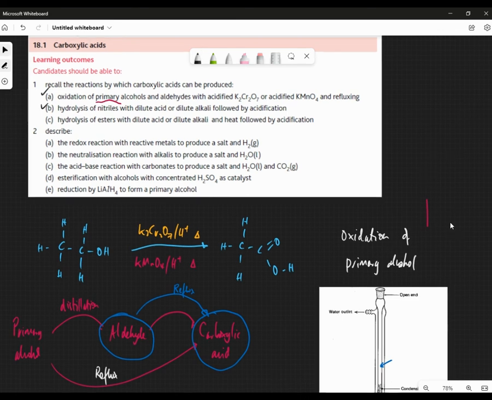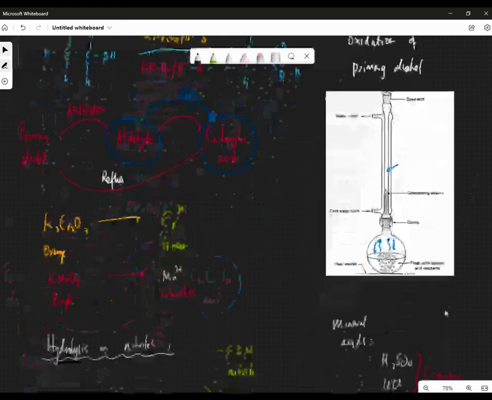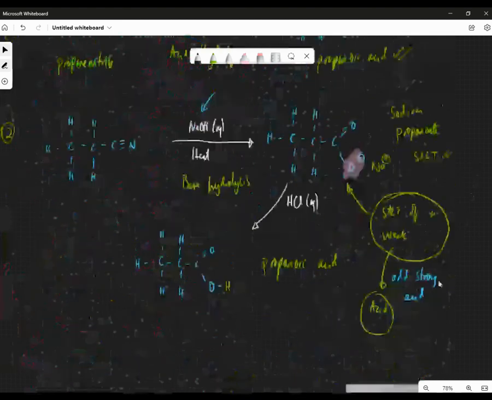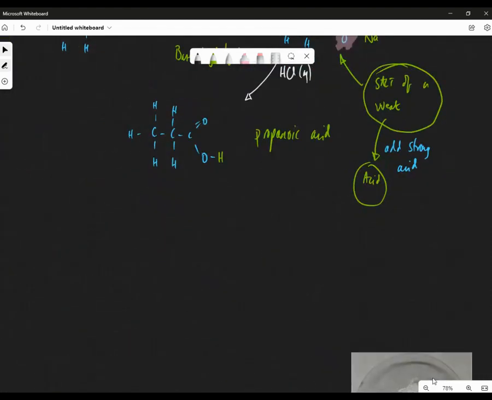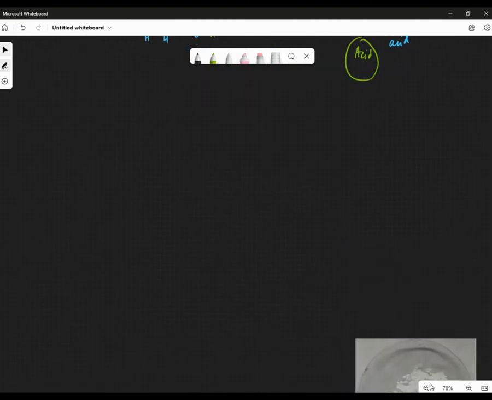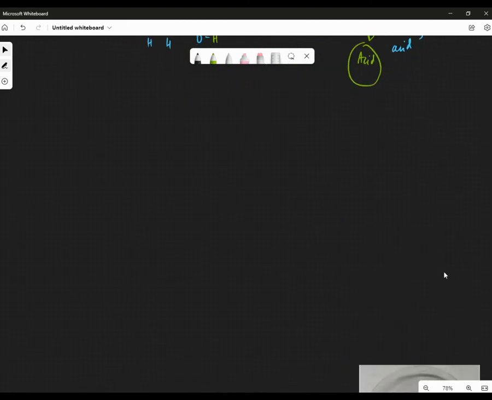All right, it's the same idea. Now we did this in class, okay? And now I said I'd do this for completeness. So another way we can generate a carboxylic acid is by the hydrolysis of an ester.